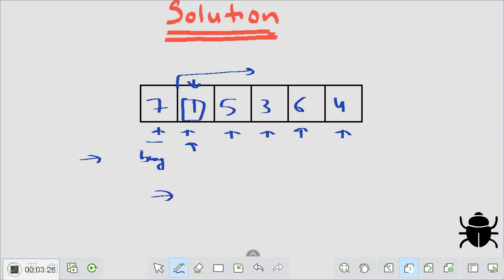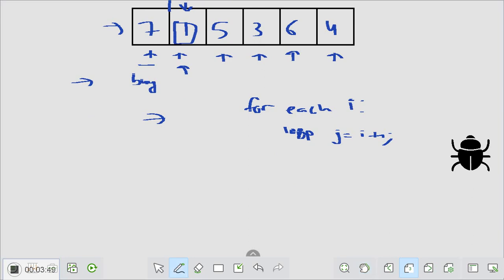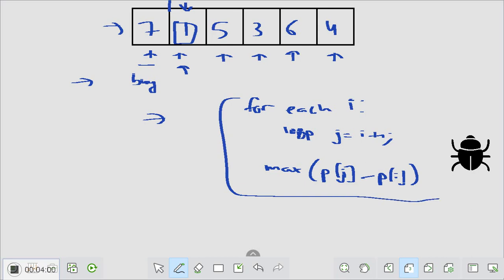So what I'm going to have is a loop for each i. I'm considering all the prices as my buy price, and after that I will start a loop j equal to i plus 1. So i plus 1 is basically considering all the future days, and after that I have to maximize prices of j, which is my selling price, minus prices of i, isn't it? So this is what I'm going to do, and this is a brute force approach.